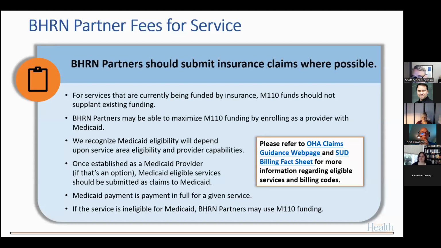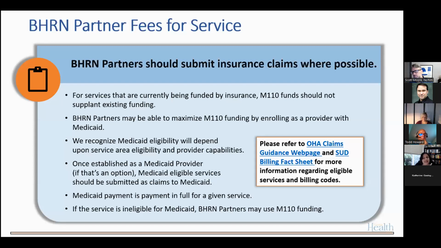There might be ancillary services. We know Medicaid is kind of a more restrictive type of funding, right? So if I can't buy a bag of groceries for a participant with Medicaid, that's fine. But if it is a Medicaid billable service, we don't then get to use Measure 110 funds to say, I don't think Medicaid paid me enough for that, I'm going to bill Measure 110.